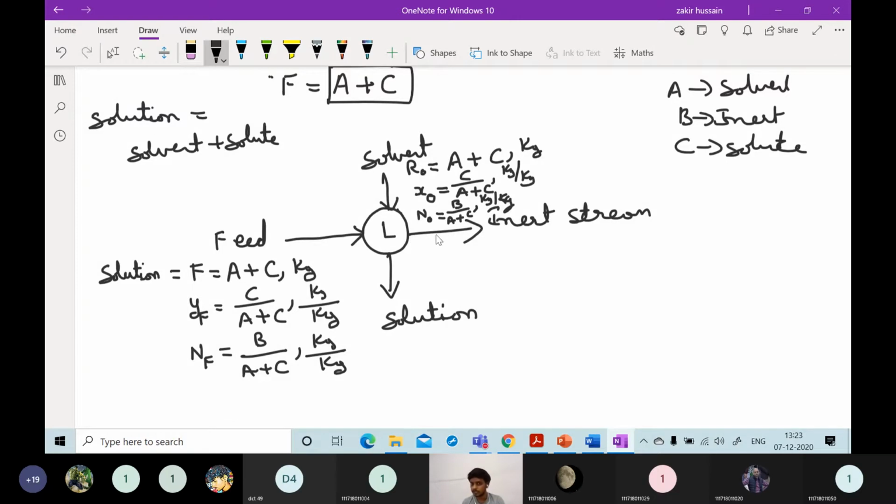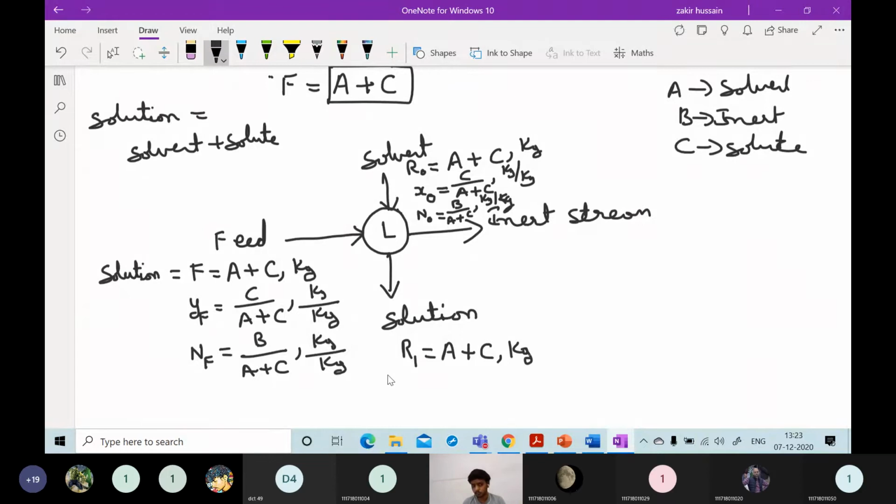So here the nomenclature: since we denote this with R, we can say raffinate. So this is raffinate or overflow. This is R1, completion of one stage. So this is the output. This is also the weight of solution in the solution phase, or overflow phase, or solvent rich phase. So R1 is equal to weight of solution, A plus C. These units will be in kg.